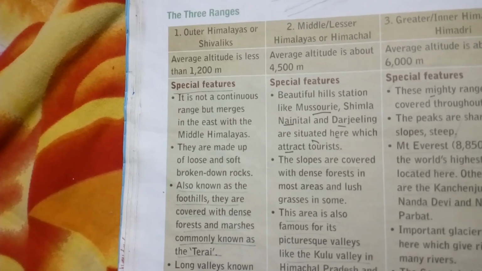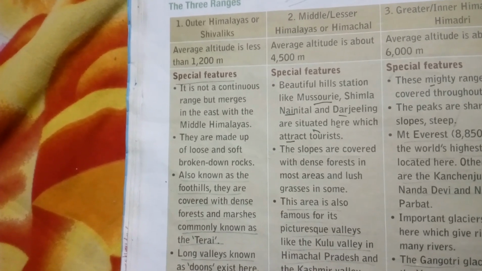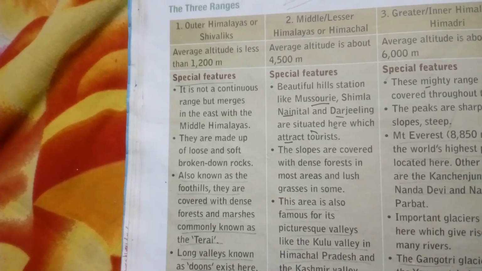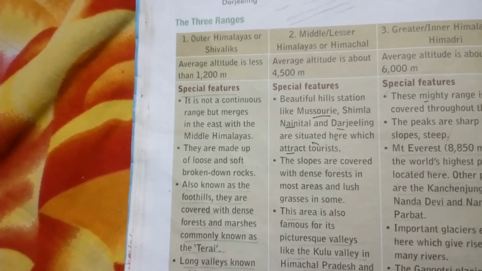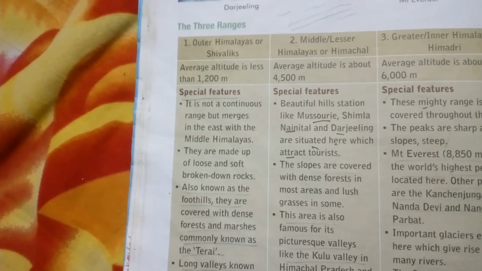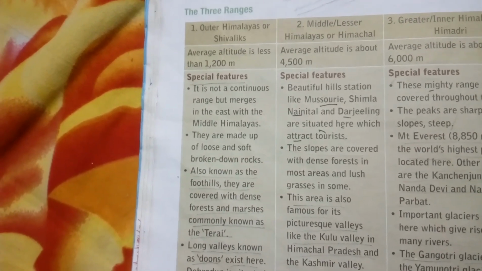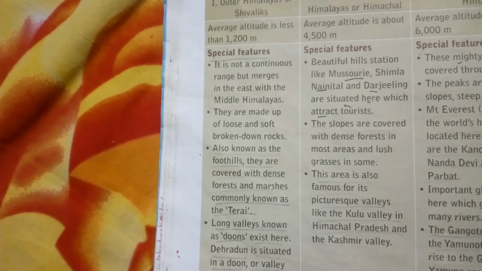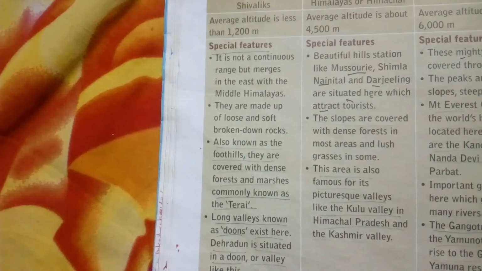Average altitude is less than 1200 meters. Special features: it is not a continuous range but merges in the east with the middle Himalayas, or finishes in the middle Himalayas in the east. They are made up of loose and soft broken down rocks. That means fallen rocks.